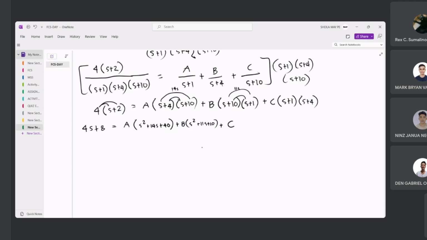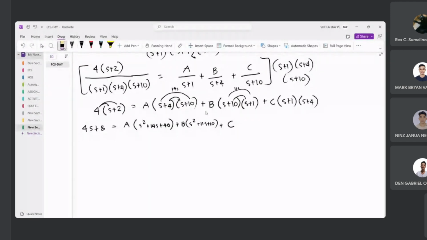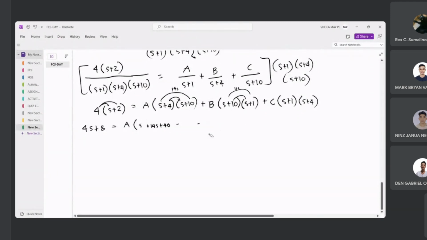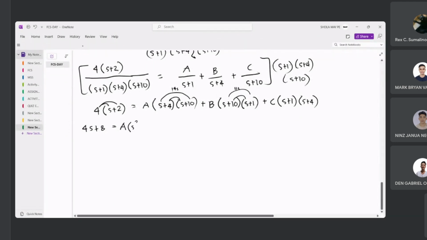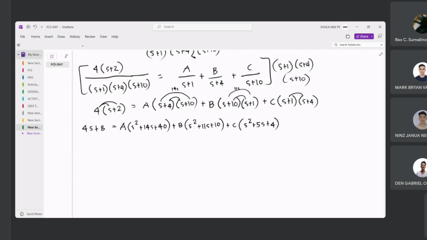Plus C, wait, I can't see it well. Wait class. It's fine now, wait. Let me just adjust it. Ay, to zoom out. Plus C times s squared plus 5s plus 4. This 1s, this is 4s, so this is 5s.